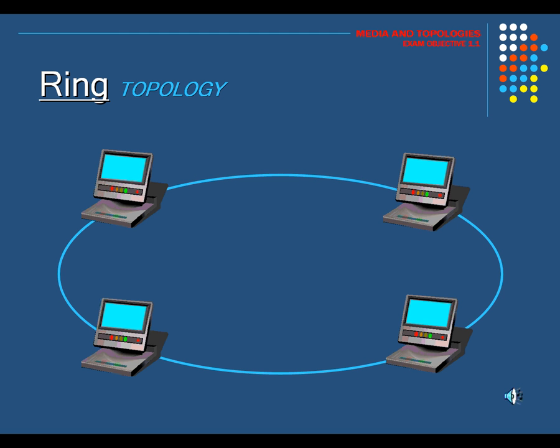The advantage of a ring topology is that they are easy to install and easy to troubleshoot. However, the disadvantage would be that if just one of these computers goes down, or if there was a single break in the cable, then all data flow would be disrupted.